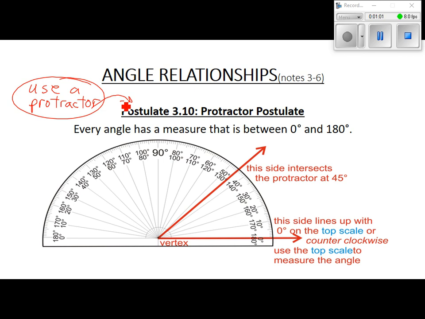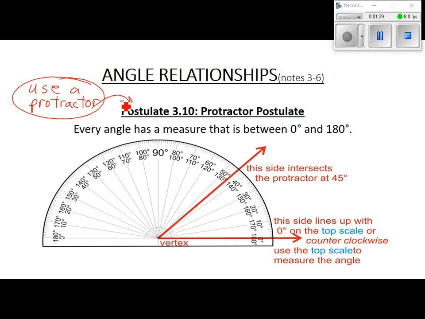Main thing I'll say about this one, a couple of things. Make sure you line up the vertex with this center point. Line up one of the sides of the angle with the bottom line on your protractor. When I'm looking at this angle right here, how do I know whether to use the 40 and 50, or the 130 and the 140? Common sense, sort of. Explain to me.